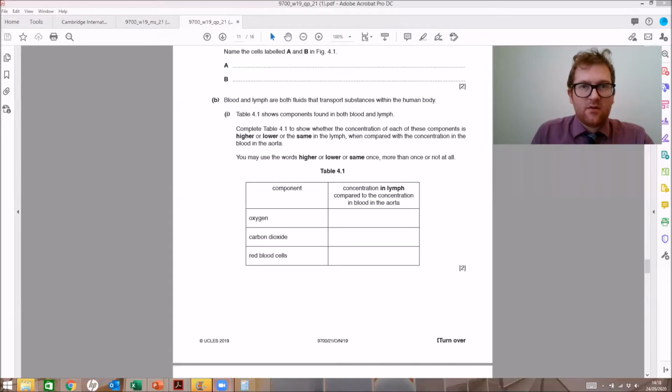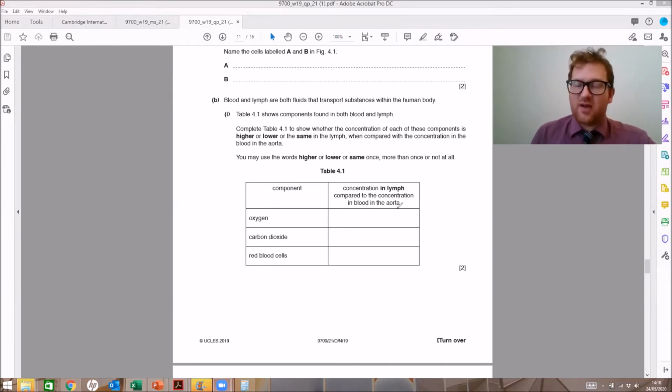Question B: blood and lymph are both fluids that transport substances within the human body. Table 4.1 shows the components found in both blood and lymph. Complete table 4.1 to show whether the concentration of each of these components is higher or lower or the same in the lymph when compared to the concentration in the blood in the aorta. You may use the words higher or lower or the same once, more than once, or not at all.